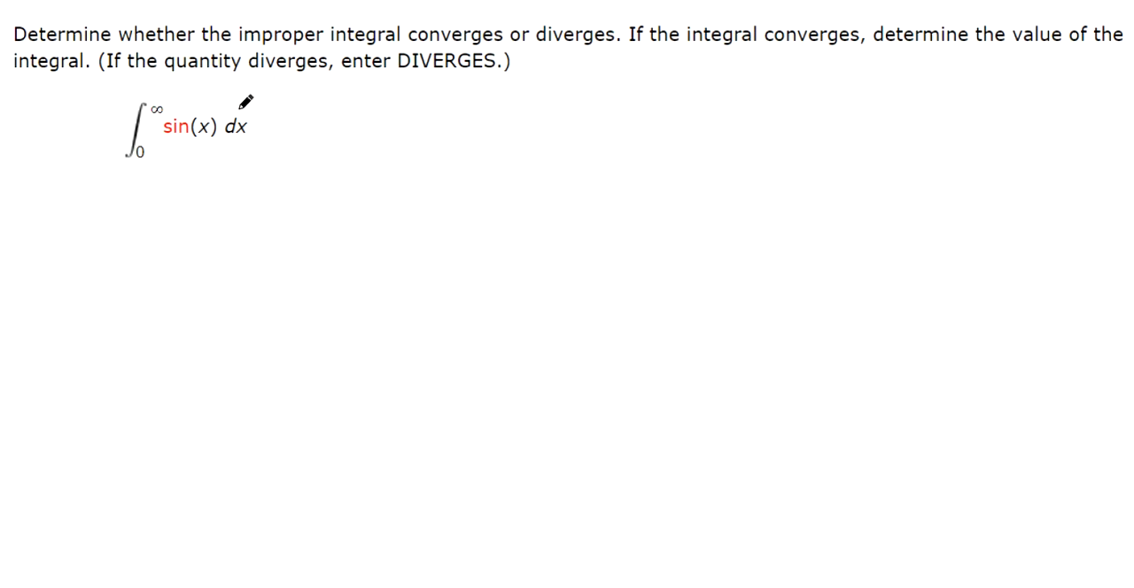So if we're asked to evaluate this integral, let's do what we usually do. Let's think about what the antiderivative of sine of x with respect to x is. And so that's where you want to go back to your first study of derivatives of trig functions. The derivative of cosine is negative sine of x, right?